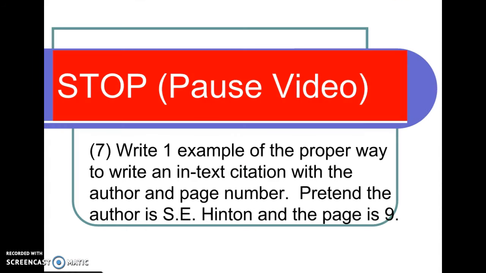Pause the video in just a minute and write one example of the proper way to write an in-text citation with the author and page number. Pretend the author is S.E. Hinton from The Outsiders and the page is 9. So for number 7, I should see an example of what an in-text citation would look like for the author S.E. Hinton, page number 9.